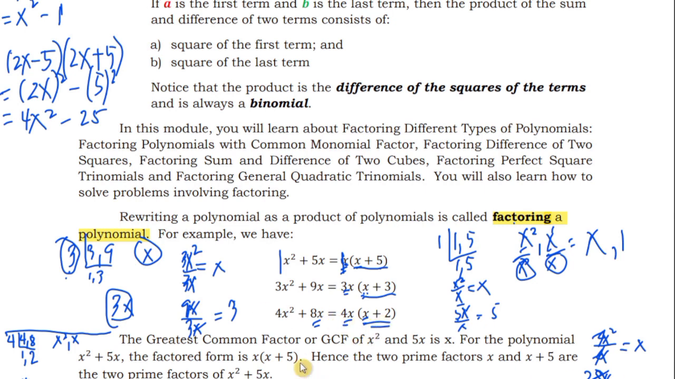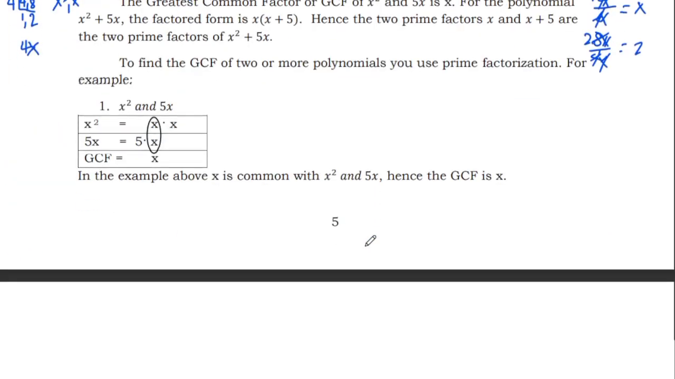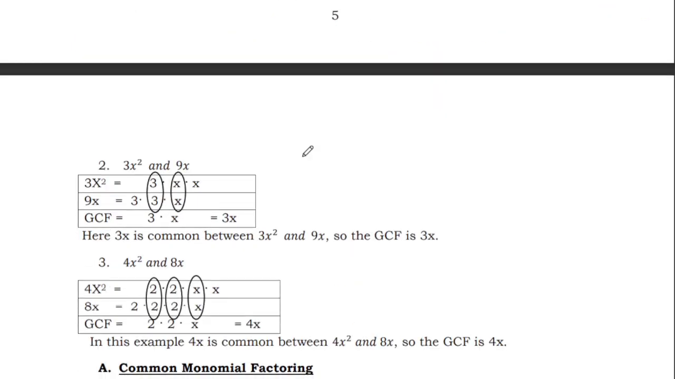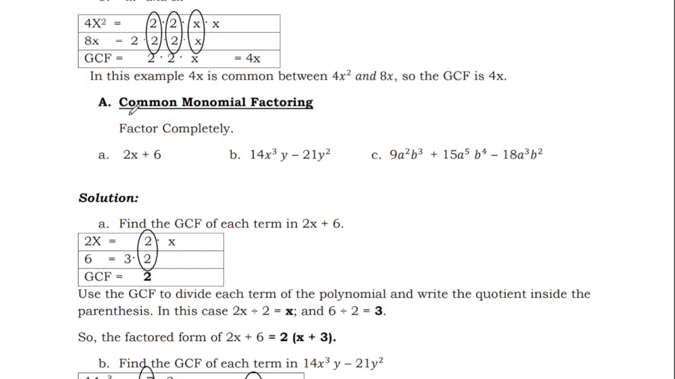So the factor now of 4x squared plus 8x is 4x times the quantity of x plus 2. The factor now of 3x squared plus 9x is equal to 3x times the quantity of x plus 3. The factor now of x squared plus 5x is equal to x times the quantity of x plus 5. So this is what they call the common monomial factor. Okay? I explained it already. So that is how. How about the common monomial factor of this?